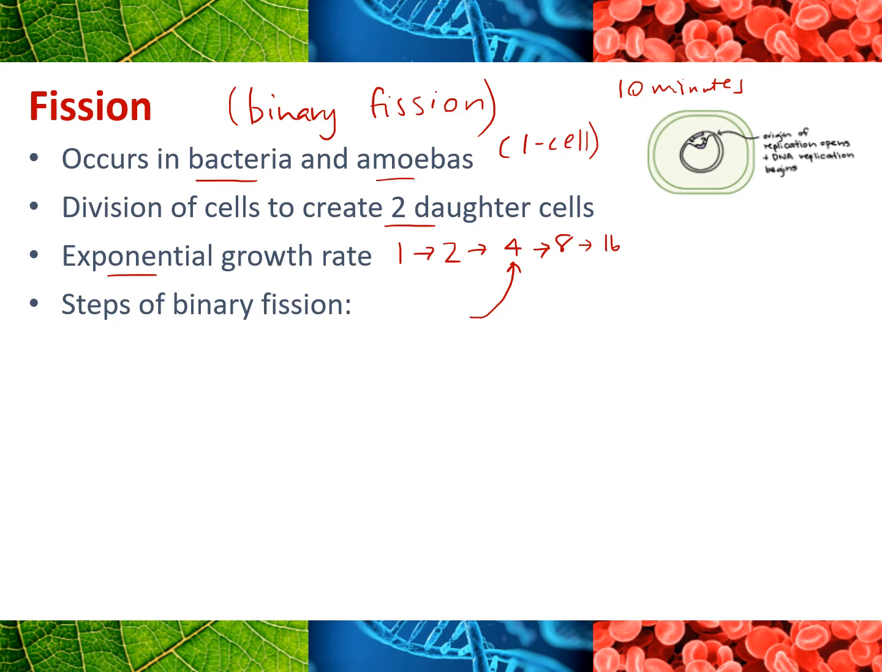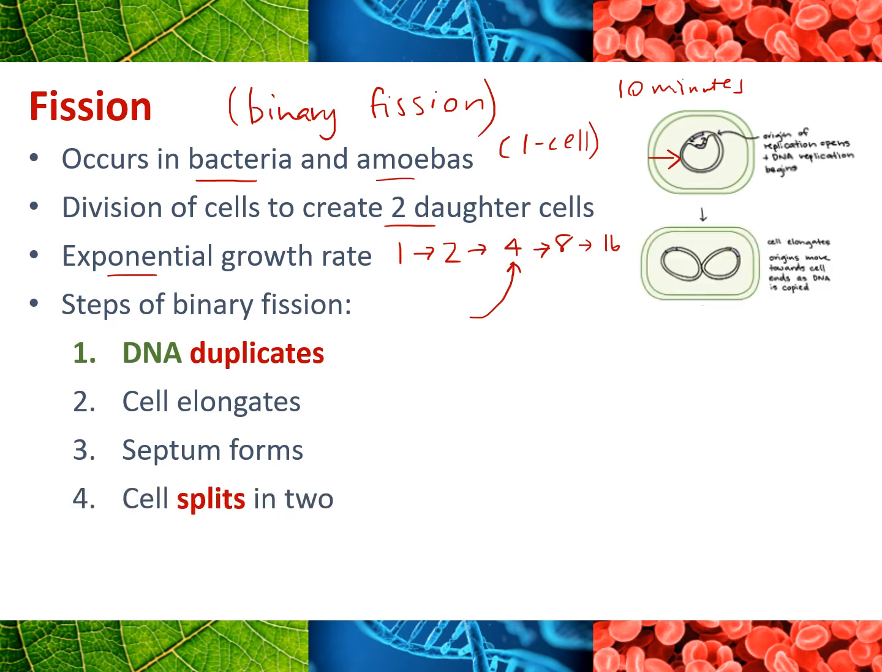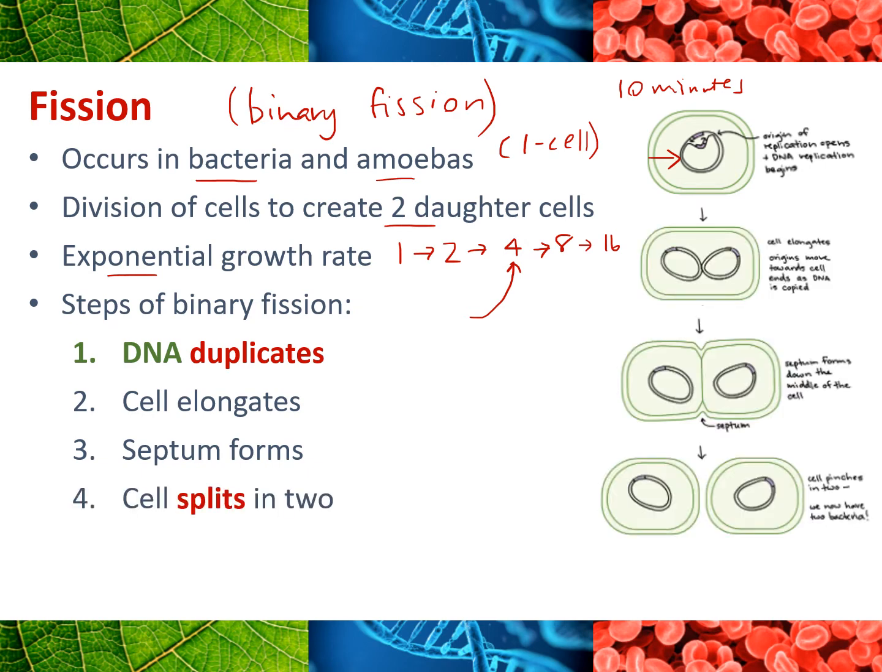The steps of binary fission, it's very simple in comparison to mitosis. So first, the DNA duplicates, which is kind of what's happening up here. This is the DNA inside a bacteria, and then the cell elongates. Sorry, these pictures are supposed to show up. I'll put them up now.